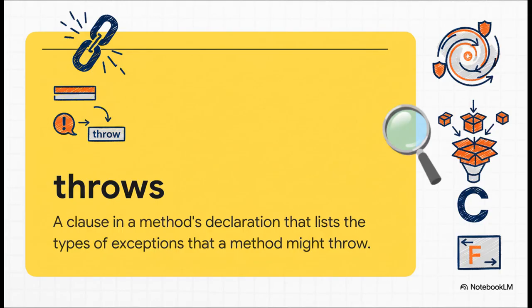You should think of it like a warning label on a method. When you add a throws clause, you're making a contract. You're saying, hey, if you call this method, you need to know that I might throw this kind of exception, and I'm not going to handle it. It's your problem now. And for many types of exceptions, this warning is mandatory.